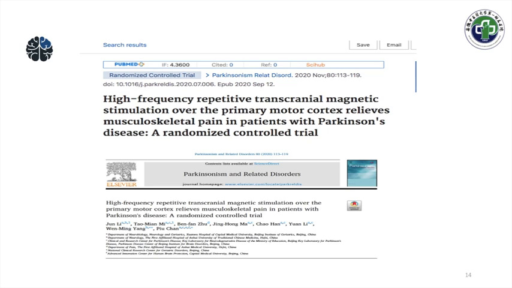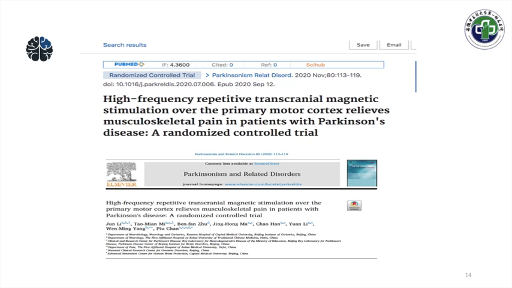At last, because we were investigating the short-term analgesic effects of rTMS, the trial assessments were conducted for only 1 month. Our findings may therefore not reflect the long-term effect of rTMS.